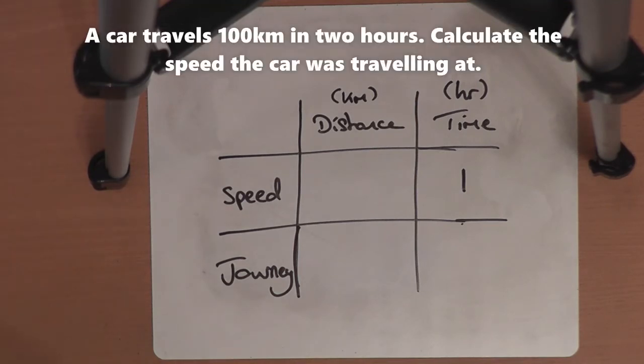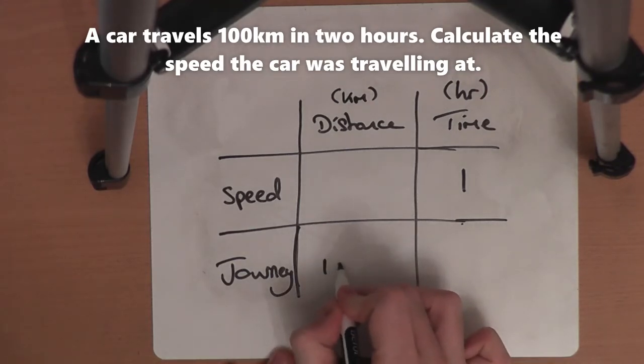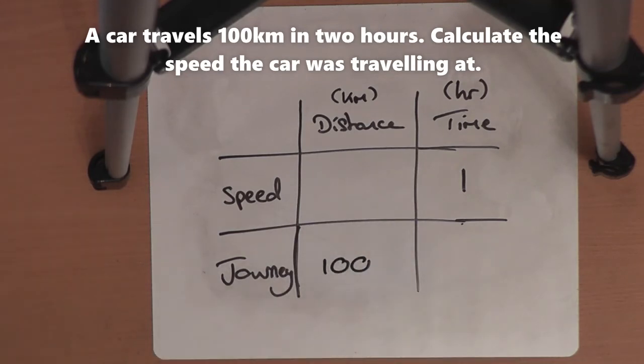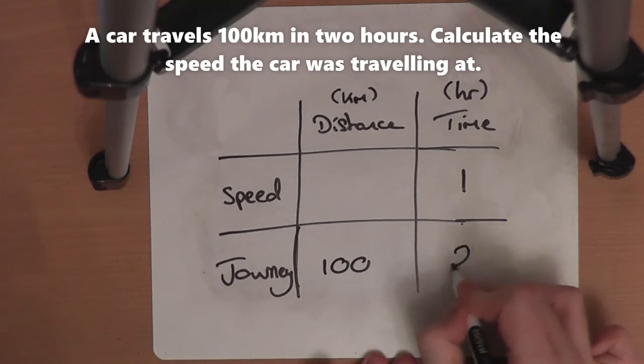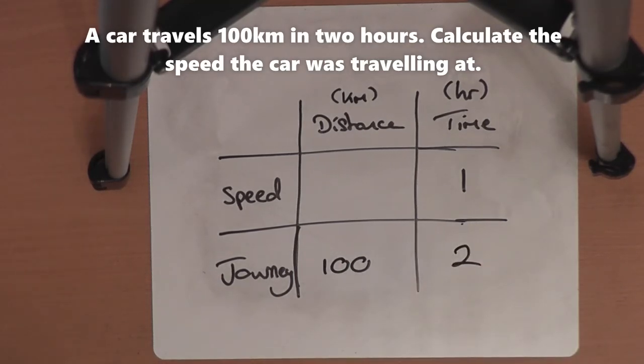We now need to fill in the information from the question. A car travels 100 kilometres. The car is doing the travelling, so that must be the distance part of the journey in 2 hours. Well, that must be the time part of the journey. So there's our 2. We are missing the distance part of the speed, but that makes sense because the question asks us to work out the speed. So we're going to need to work out how many distance units it goes in the 1 hour.